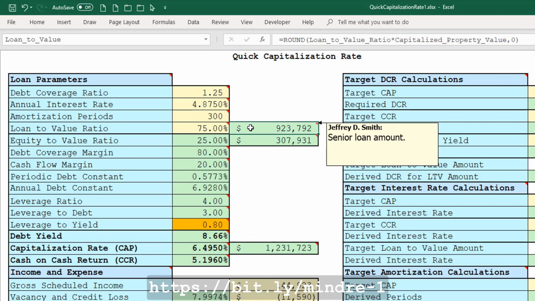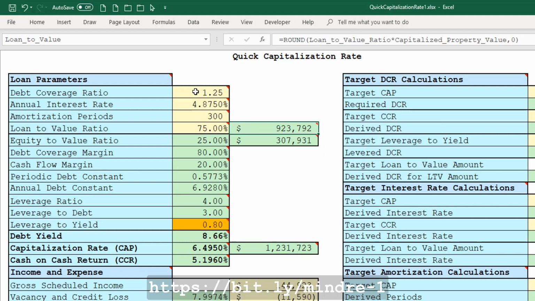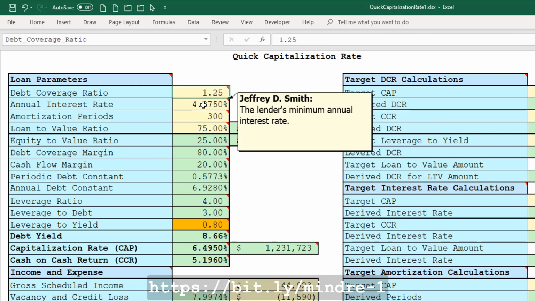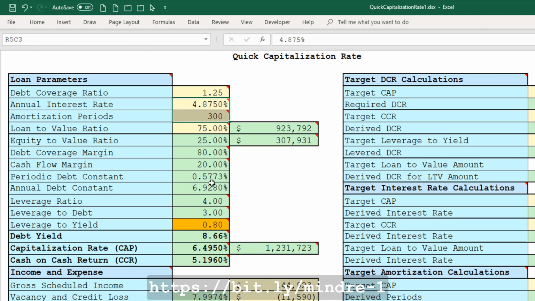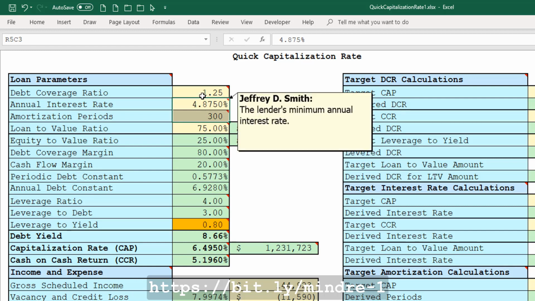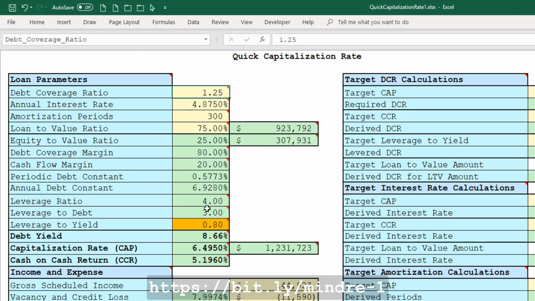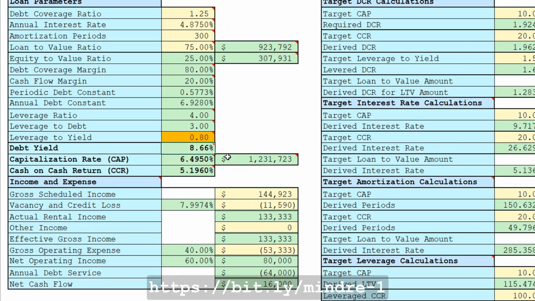It is not about determining how much the loan is, because the first three parameters, debt coverage ratio, interest rate, and amortization periods, we blend the interest rate and the amortization periods to calculate the annual debt constant. Multiplying the debt coverage ratio by the annual debt constant creates a debt yield. And when we divide the net operating income by the debt yield, we get the loan amount.